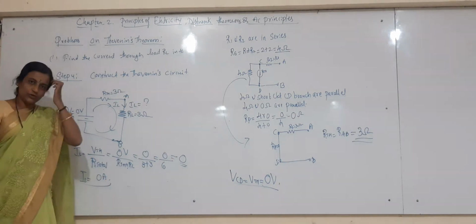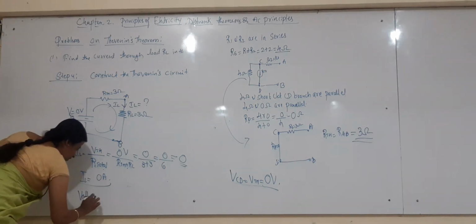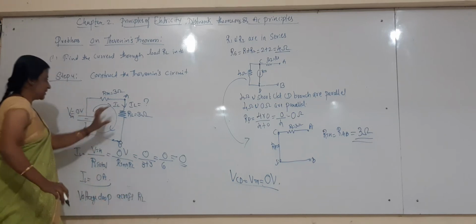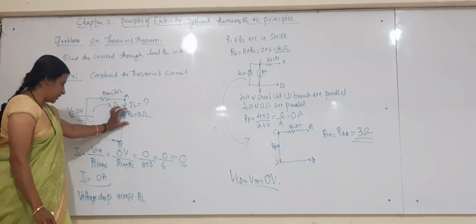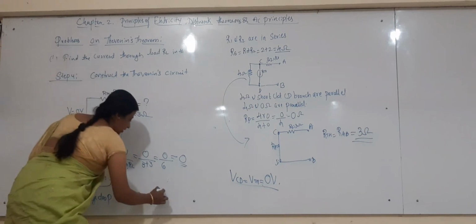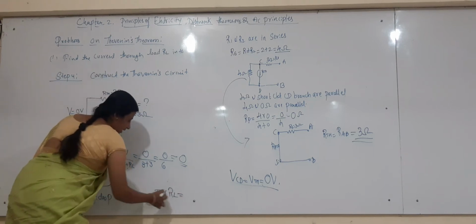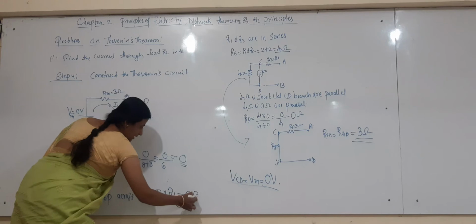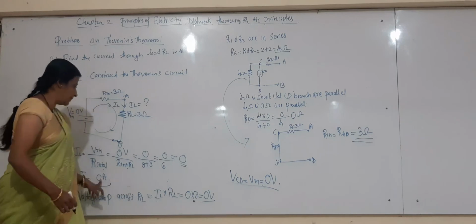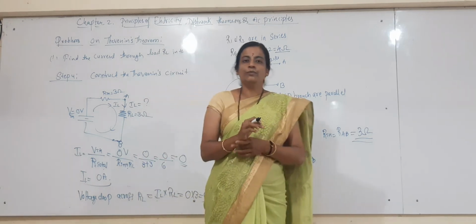0 ampere of current flows through the load resistor, and the voltage drop is also 0. Voltage drop across RL. In a resistor, a voltage drop occurs. So the voltage drop across RL is equal to the current flowing through that branch into the product of your resistance value RL. IL we have calculated as 0 and RL is 3. 0 into anything is 0. So therefore 0 voltage drops. 0 ampere of current and 0 voltage drop appears across your 3 ohm resistor.